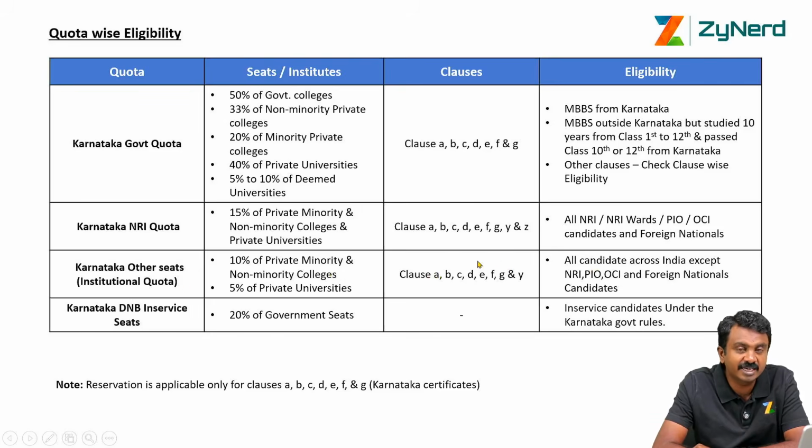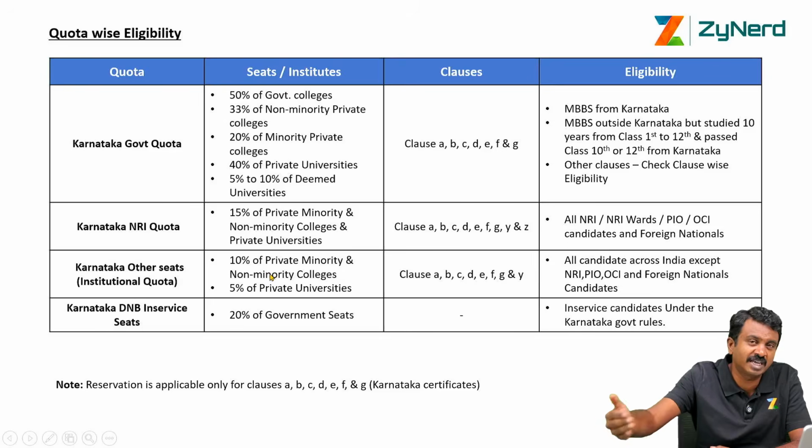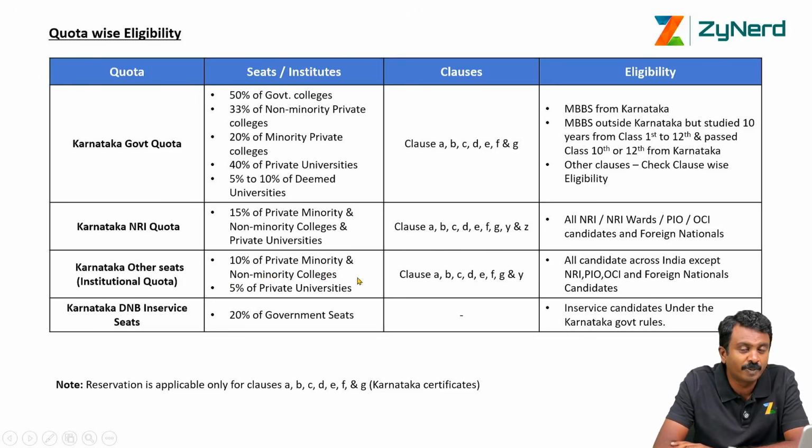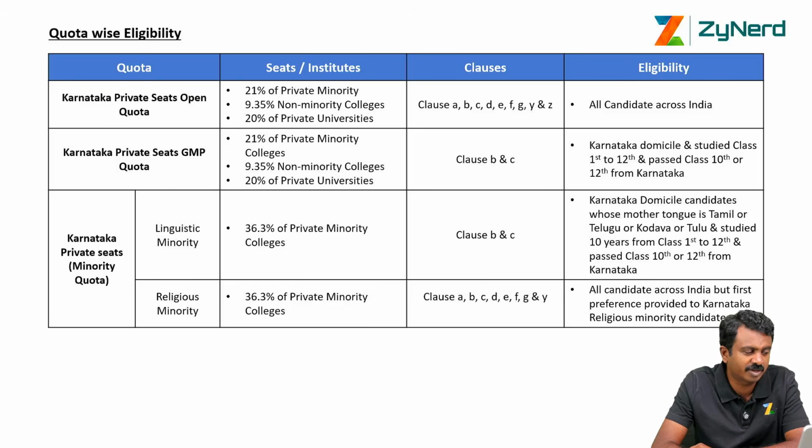All the other category candidates will also be eligible for institutional quota seats. These are high fee seats, 30 lakhs, 45 lakhs, 50 lakhs per annum seats, which are open for all. Next, you have the Karnataka DNB in-service seats, which are 20% of government seats. In-service candidates are eligible under the Karnataka rules. 20% of government DNB seats. Reservation is applicable over here only for clauses A, B, C, D, E, F and G. Clause Y, which is an all India basis clause, anybody can apply, including FMGs. Reservation is not applicable. And clause Z, obviously NRI, OCI, etc., their reservation is not applicable.